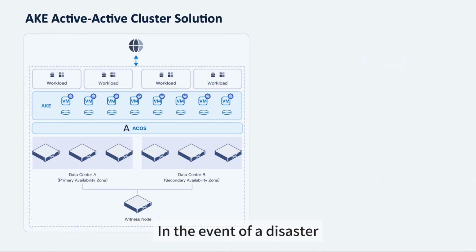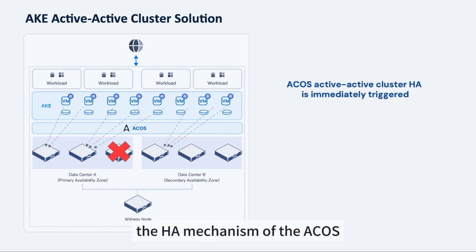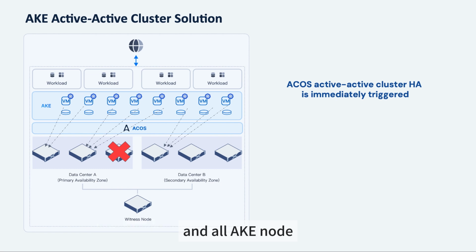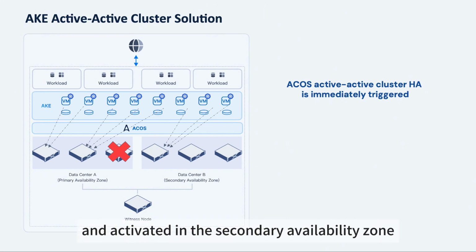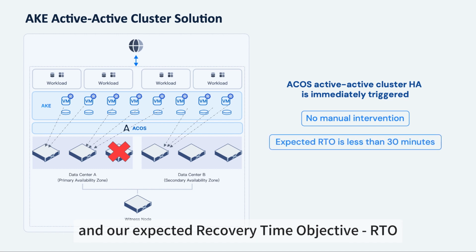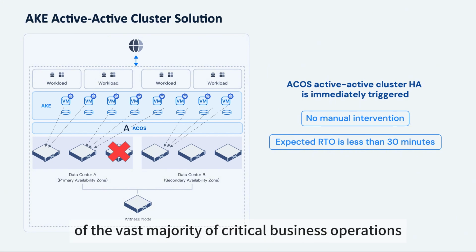In the event of a disaster, such as a complete failure of the primary availability zone, the HA mechanism of the ACOS active cluster is immediately triggered, and all AKE node virtual machines are automatically rebuilt and activated in the secondary availability zone. This entire process requires no manual intervention, and our expected recovery time objective, RTO, is less than 30 minutes, meeting the needs of the vast majority of critical business operations.